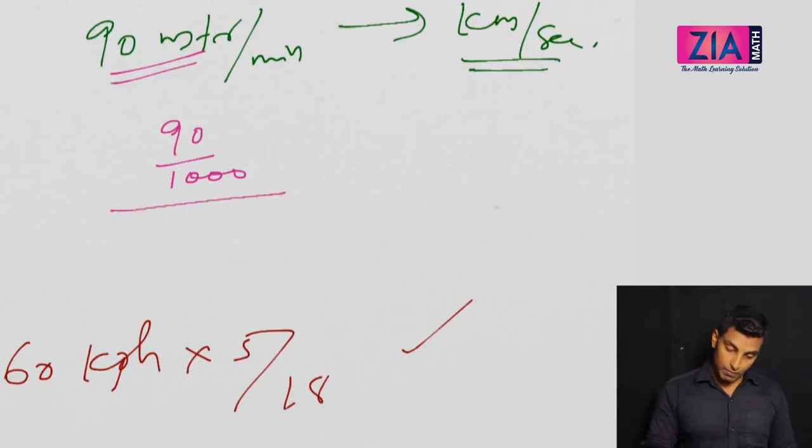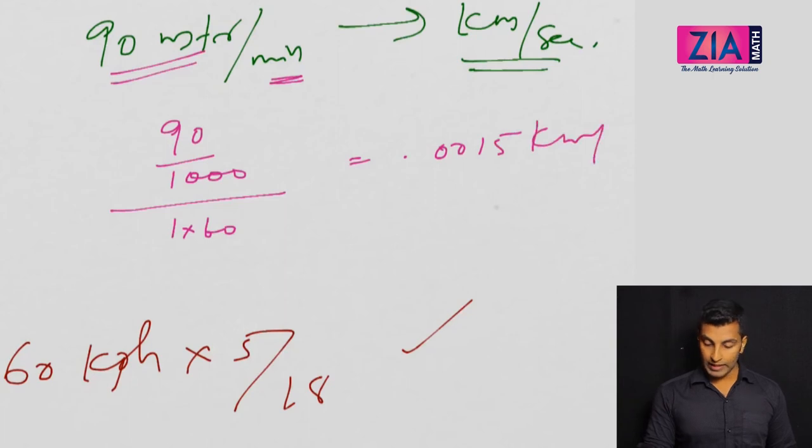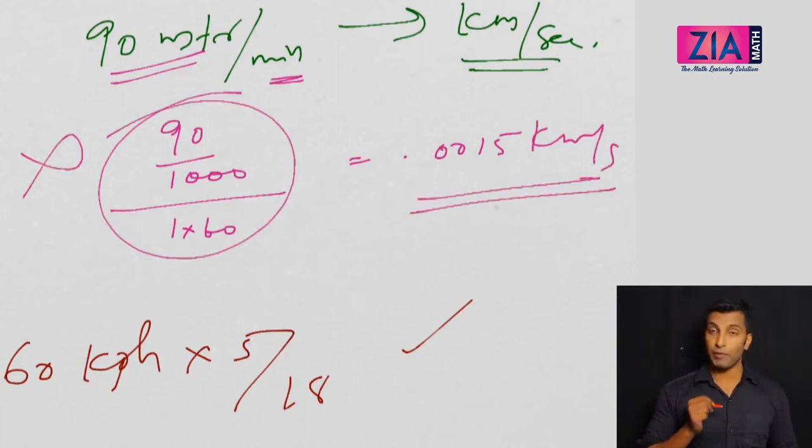Divided by this minute, you need to convert to second. You multiply by 60. So 1 into 60. And you can write it as 0.0015 kilometer per second. And that calculation you can do. That's not a problem. But this is the way you need to convert it. Okay. So I hope this is clear for all of you.